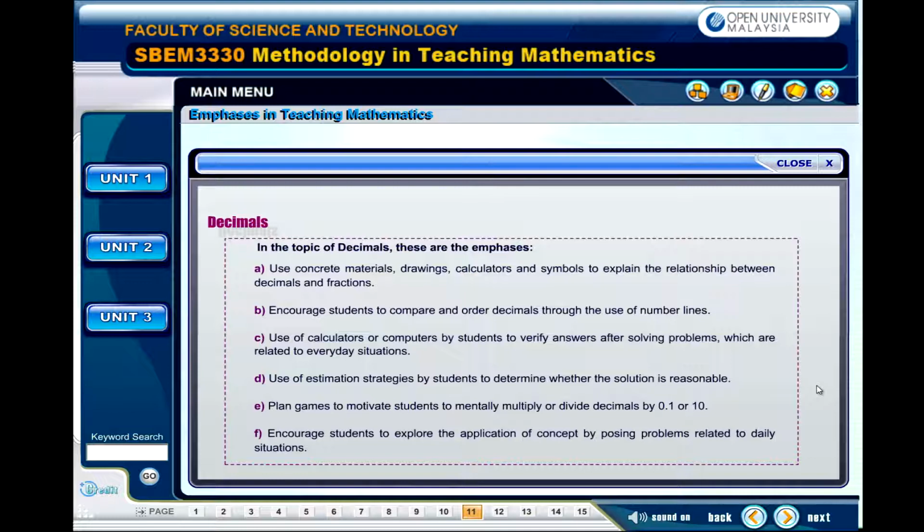E. Plan games to motivate students to mentally multiply or divide decimals by 0.1 or 10. F. Encourage students to explore the application of concept by posing problems related to daily situations.